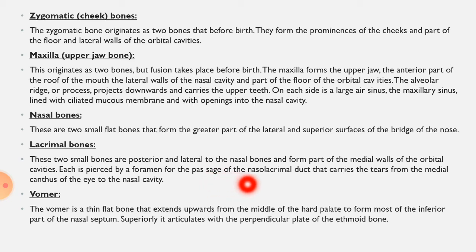And there will be a foramen where the nasolacrimal duct passes, and it carries tears from the medial canthus of your eye to the nasal cavity.